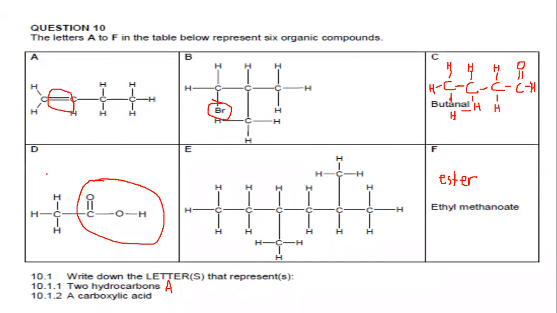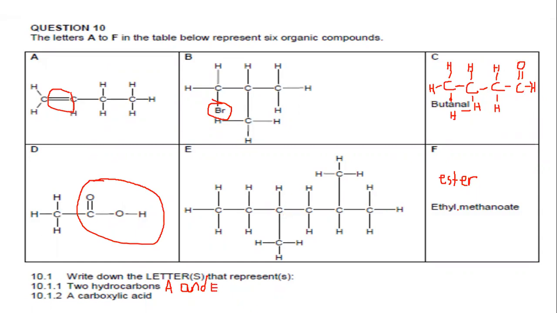We come to D. D has a carbon and also there's oxygen. It failed the test. Remember, we want carbon and hydrogen only. Okay. You come to E. I see there's a carbon, hydrogen. Wow. Seemingly, E also has carbon and hydrogen only. Then I come here and say the answer would be A and E.